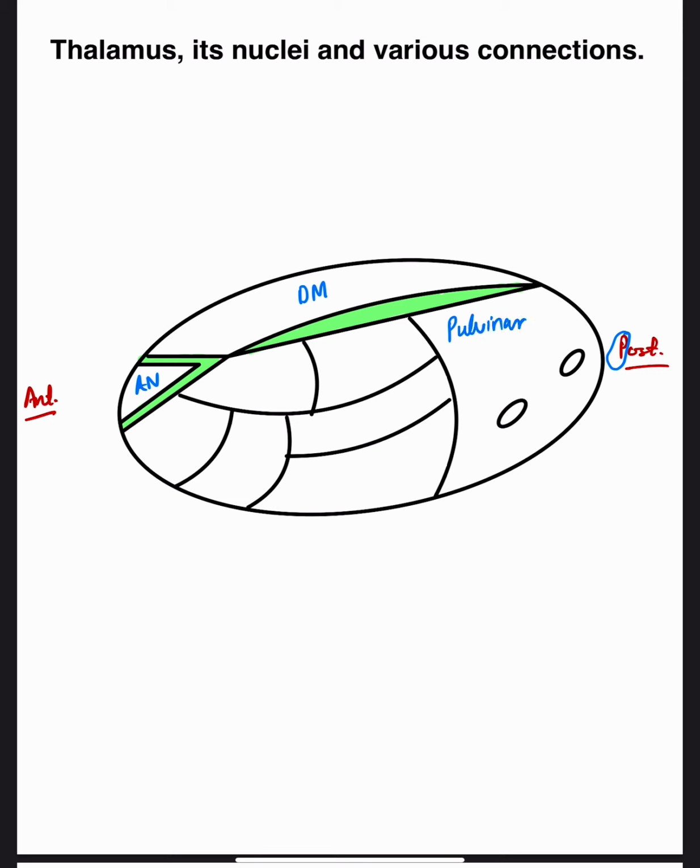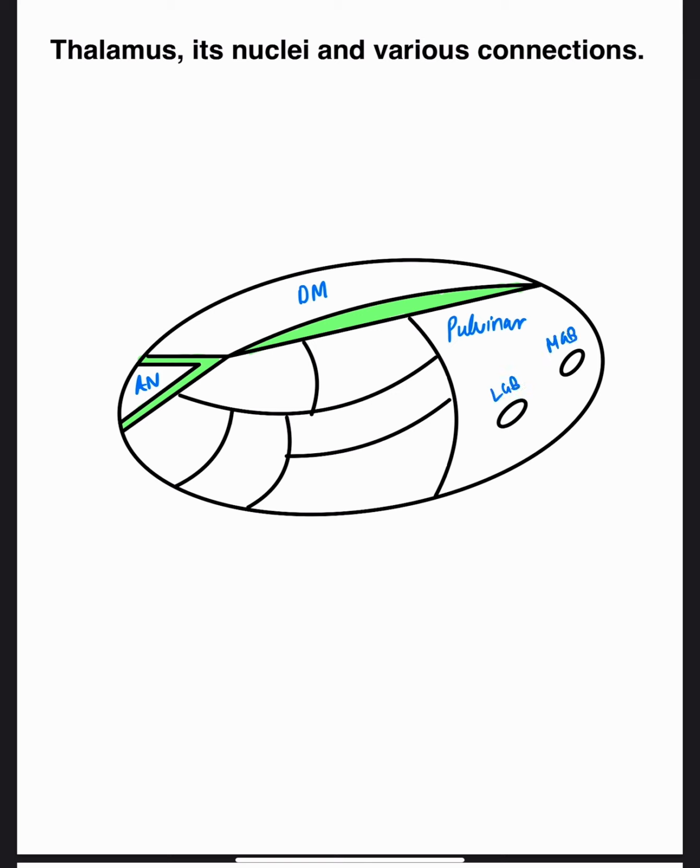You can remember it like this. So I'm going to rub this portion too, and the two overhanging structures. This is known as the medial geniculate body, and this is known as the lateral geniculate body.